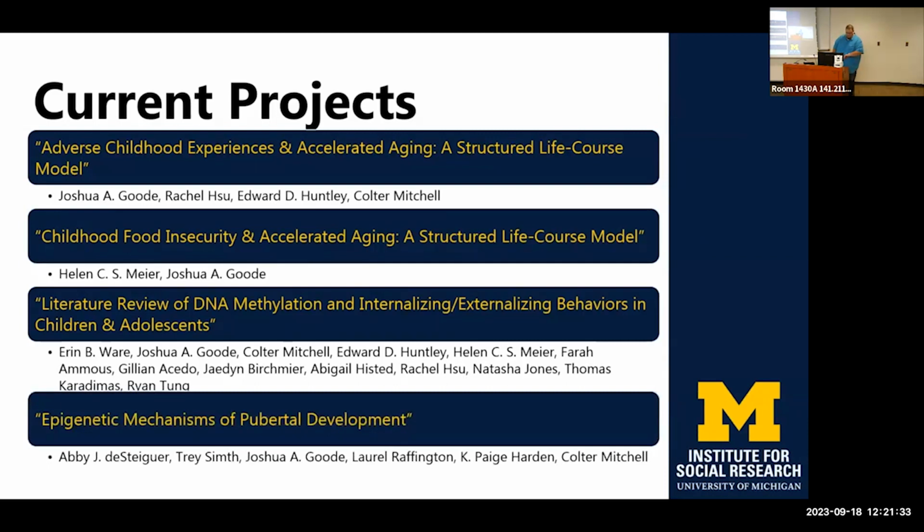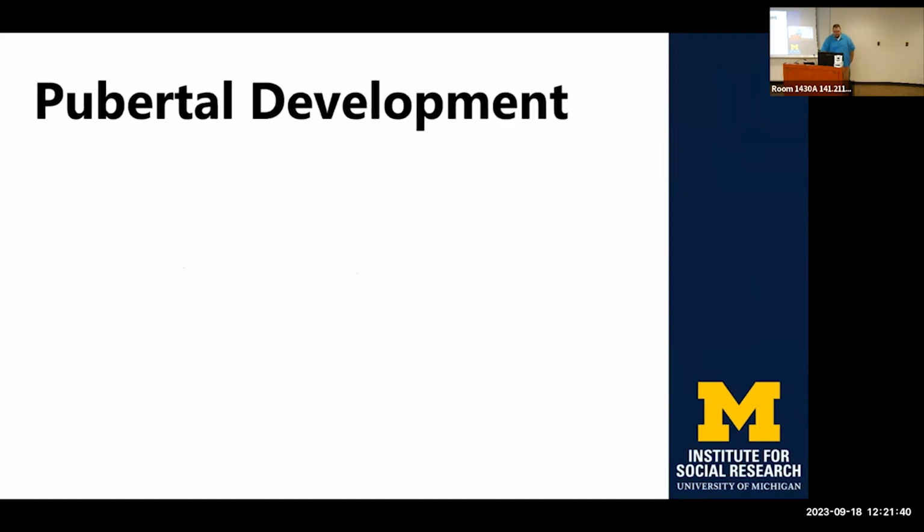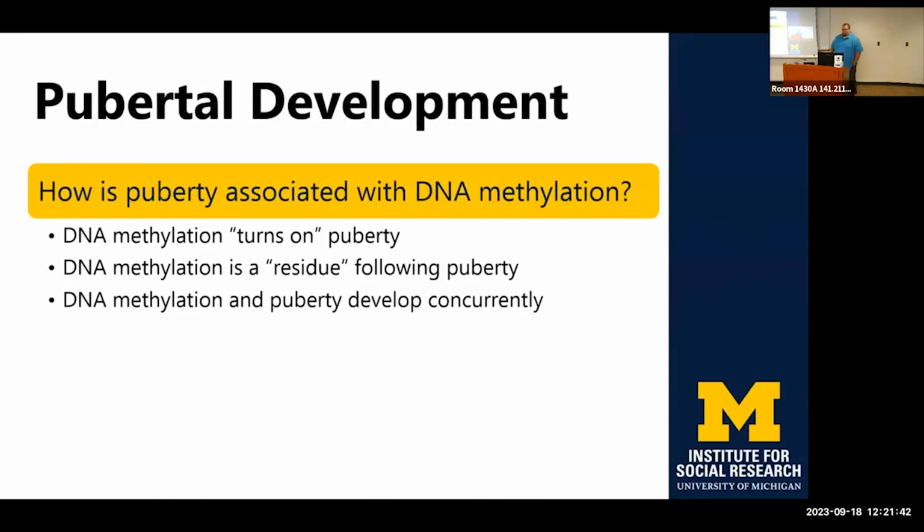The last thing that I'll mention here is epigenetic mechanisms of pubertal development. And actually, I'll talk a little bit more in detail about this just because there's a lot of pieces to it. In this project, we're asking broadly, how is puberty associated with DNA methylation? You can imagine on a very large scale, there are three possibilities. On one hand, puberty might be turned on, if you will, by DNA methylation. It may be the case that instead DNA methylation changes after puberty, so it's more of a residue, or alternatively, they may develop concurrently.